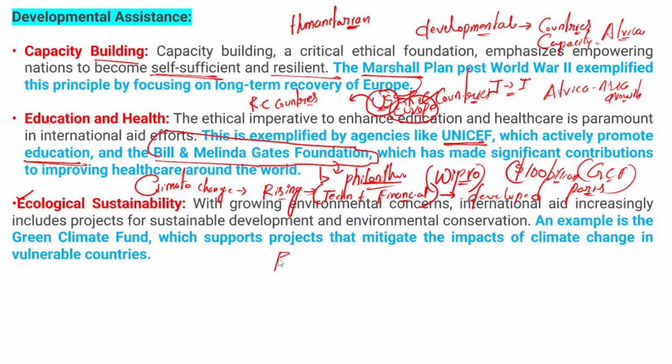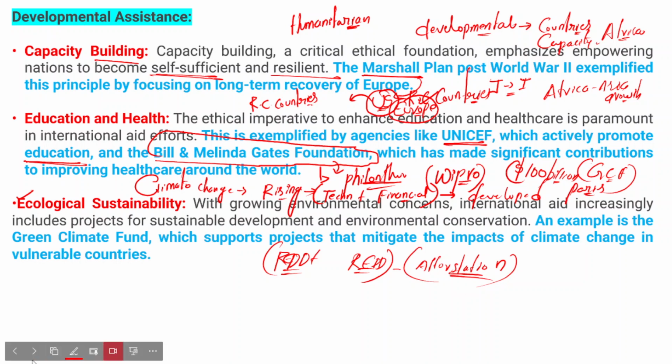So you also come across schemes like REDD plus of the World Bank and REDD. These programs also envision ecological sustainability through afforestation programs, thereby reducing emissions through afforestation. So all these come under the ecological sustainability of international aid.